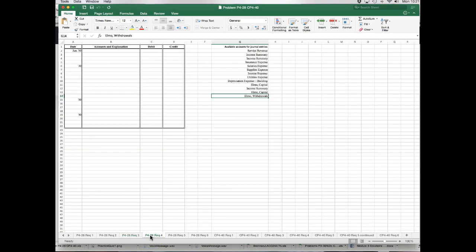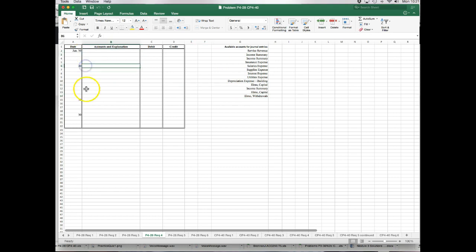The closing entries are always the same. And I've listed the available accounts over here that you're going to use to create these 4 different entries. And again, they're always the same in the closing process. The first thing you want to do is close out the temporary account called service revenue. We're going to close out the revenue to another temporary account called income summary.